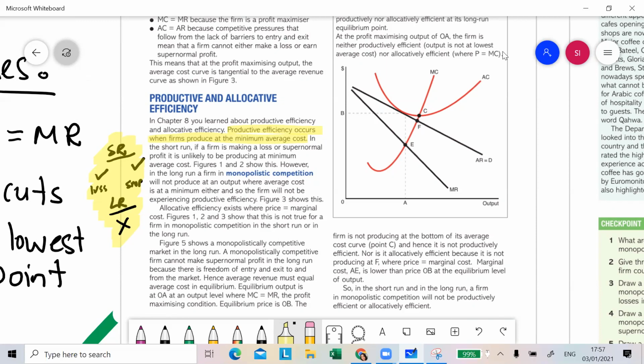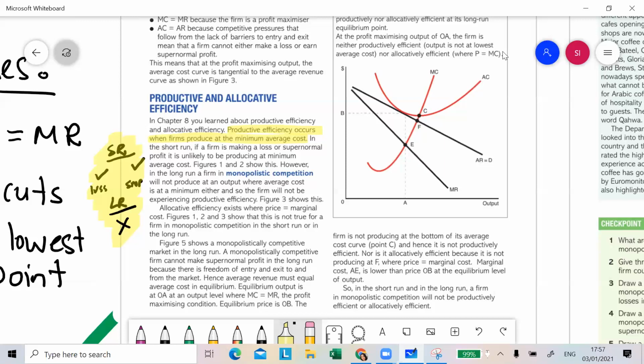And hence, it's not productively efficient because we are talking about productive efficiency. Under productive efficiency, you should produce at the lowest cost. But as per this diagram, you're not producing at the lowest cost. Look at the dotted line. The dotted line is not the line which is touching the lowest point of AC.